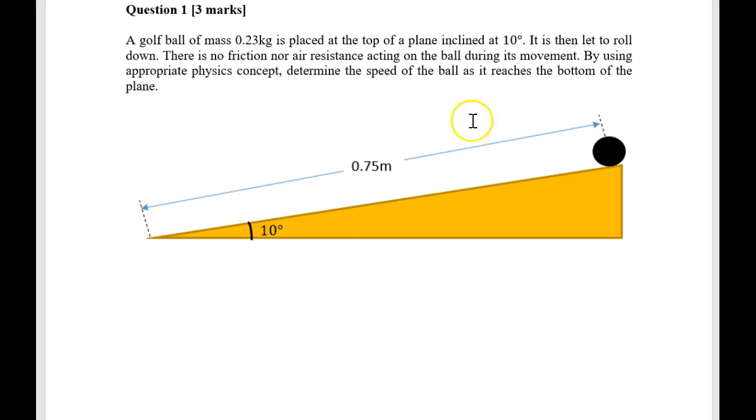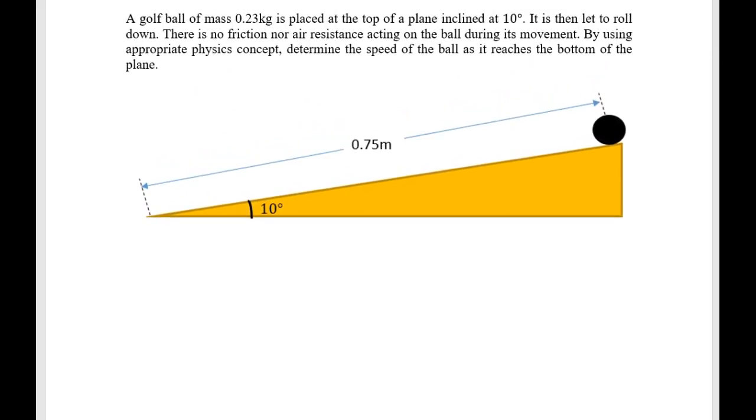You have a golf ball of mass 0.23 kilogram placed on top of a plane incline at 10 degree. So the ball is there. It's then let to roll down. There is no friction nor air resistance acting on the ball during its movement. By using appropriate physics concept, determine the speed of the ball as it reaches the bottom of the plane. So one of the solutions that you can give to us is by looking at the energy.